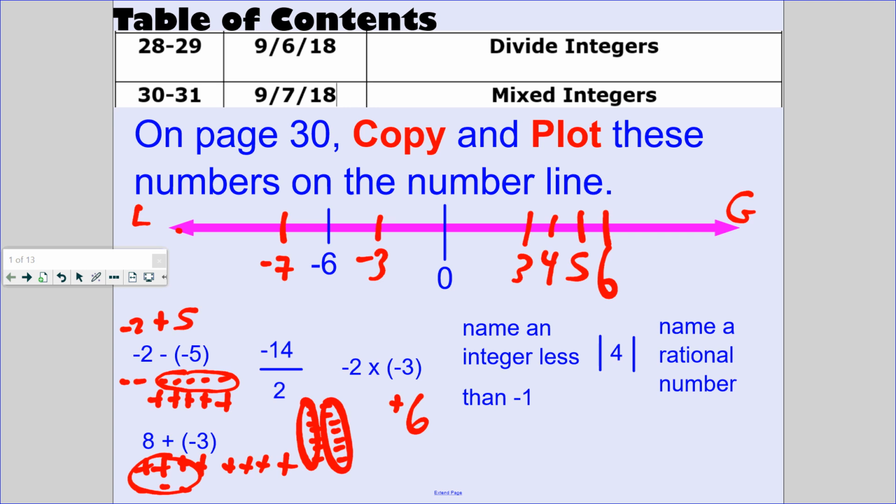Name a rational number. A rational number is any number that can be written in fraction form. So it could be any one of these, but I'll actually use a fraction. What about 3/4?